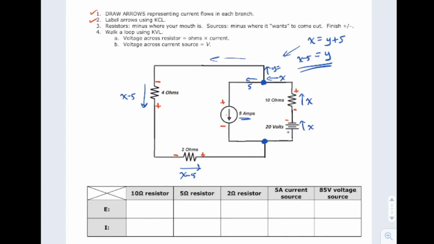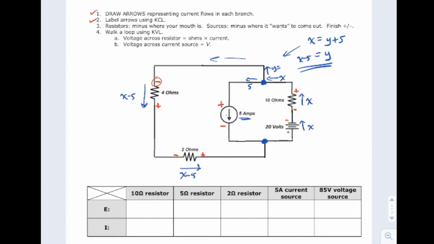Yes, they are. Because the current's coming in this way, but that's not where the plus is. I mean, that's not where the minus is. If this were a resistor, if the current's coming in, you put the minus there. But here the current's coming in, and that's where the plus is. So these things are a little bit different. The sources are different. So, okay.